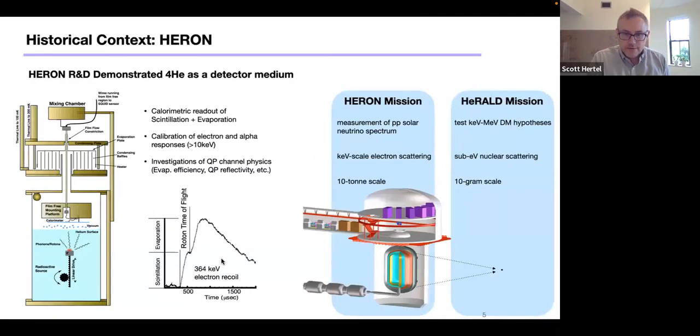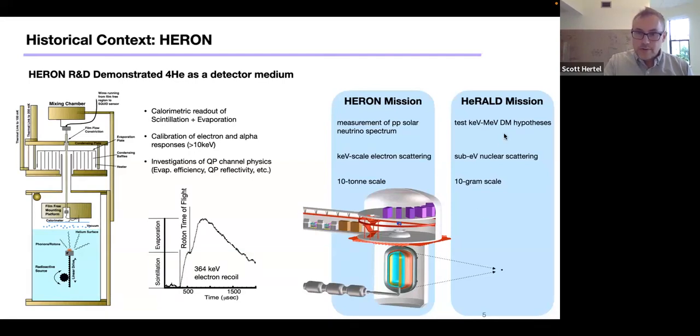So this might sound quite familiar to some of you. This is another thing that I'm sheepish about, which is that essentially we are stealing everything from HeRALD R&D, which was this other project that used a very similar signal from helium-4. The only difference was that they were aiming towards a much grander scope. They were aiming for a 10-ton experiment. They were looking at higher energies, keV scale, electron scattering from solar neutrinos. And what we're doing is actually much easier.